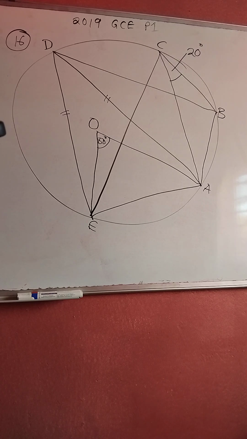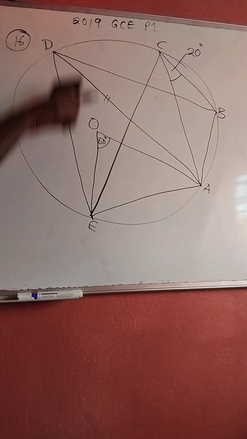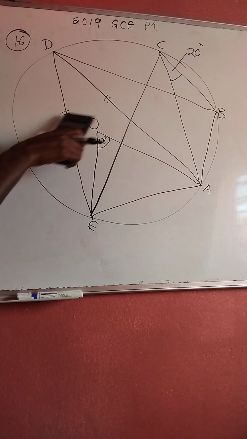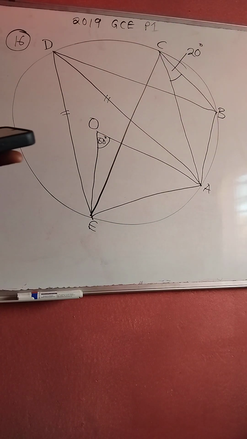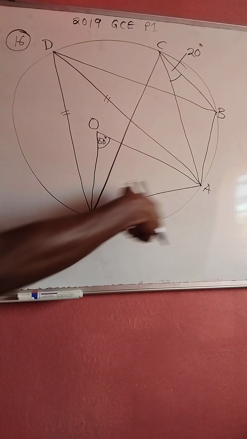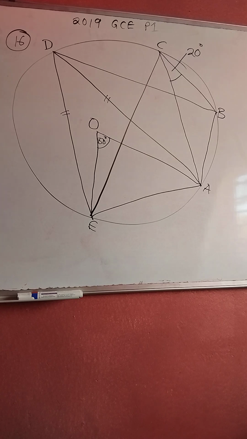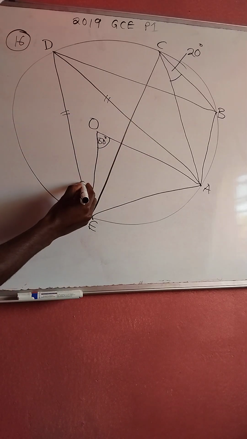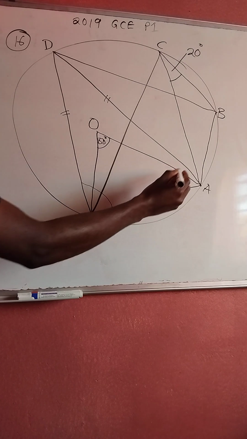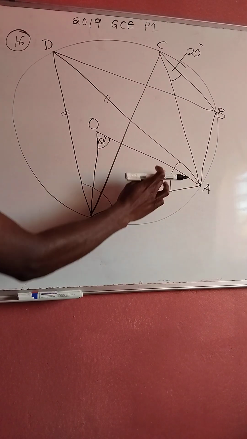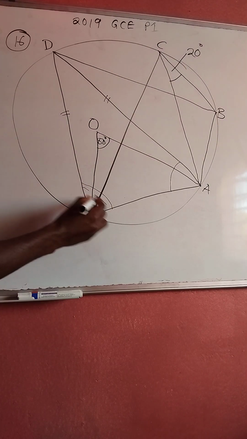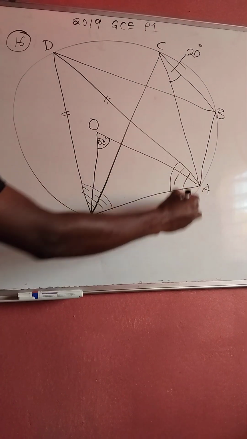Center O, DE is equal to AD. So because of these two sides being the same, this triangle makes an isosceles triangle. So the sides are the same, meaning the base angles are equal. So if there's a 20 there, it means there's a 20 there. So this is an isosceles triangle.